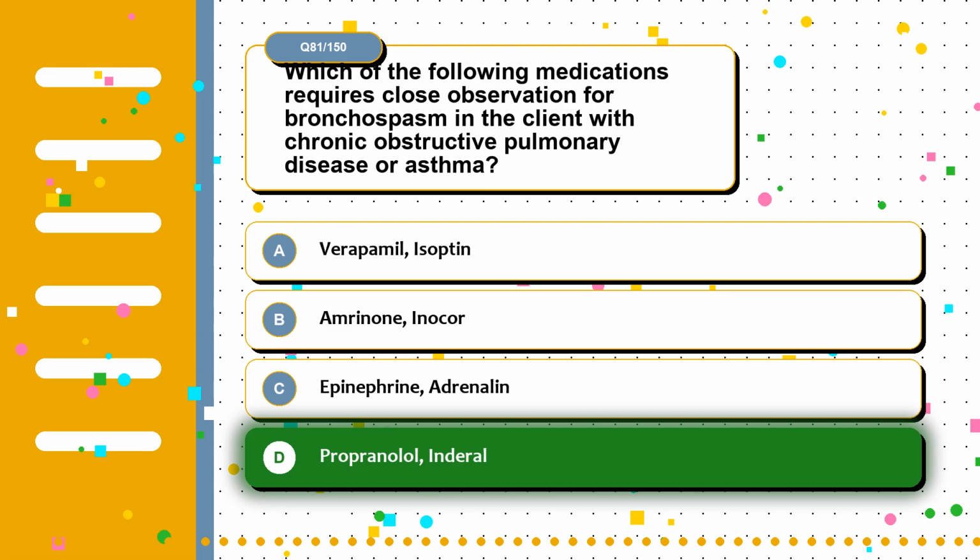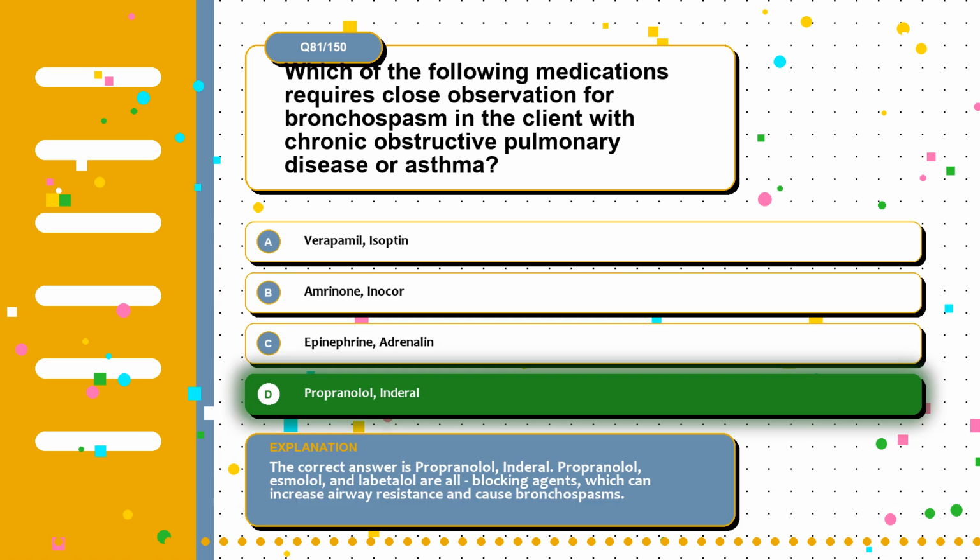The correct answer is option D, propranolol Inderal. Propranolol, esmolol, and labetalol are all beta blocking agents, which can increase airway resistance and cause bronchospasms.